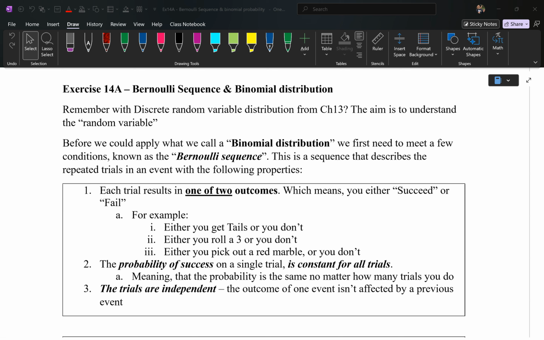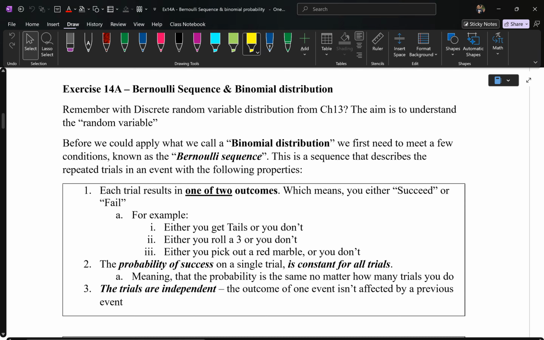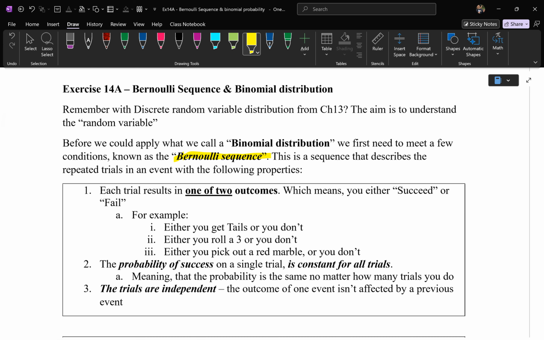Okay? Now, when we have binomial, how do you know? There are three conditions there. So, binomial distribution follows what we call a Bernoulli sequence, right here. A Bernoulli sequence describes three components. One, there is only two possible outcomes. So it's one of two outcomes. You either get it or you don't.